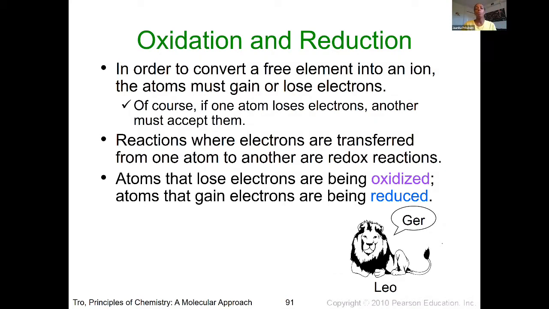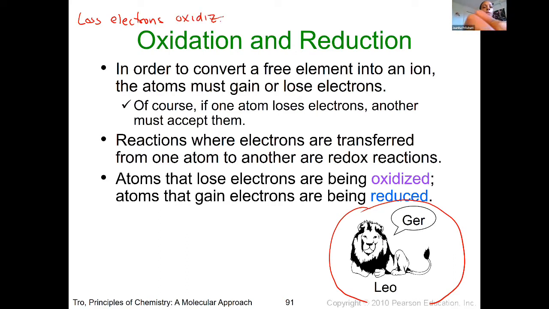So how can we remember this? I like the saying, LEO the lion says GER. LEO stands for loss of electrons means that you are oxidized. So if I'm losing electrons or becoming more positive, I'm being oxidized. GER stands for gain of electrons means that I'm reduced.